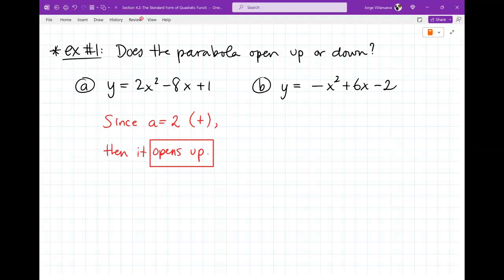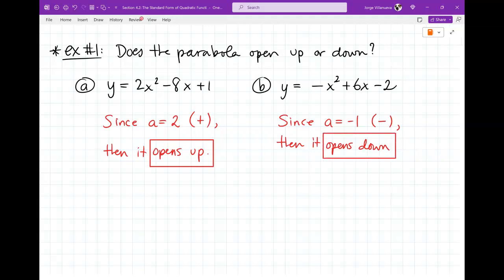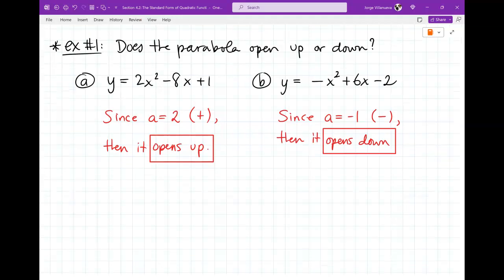What about B? It opens down because A is negative 1, right? So since A is negative 1, meaning that it's negative, then it opens down. All right? That's not too bad, right? Yes, there are homework problems like that on your homework, so when you see them, be happy. They're pretty easy to do.